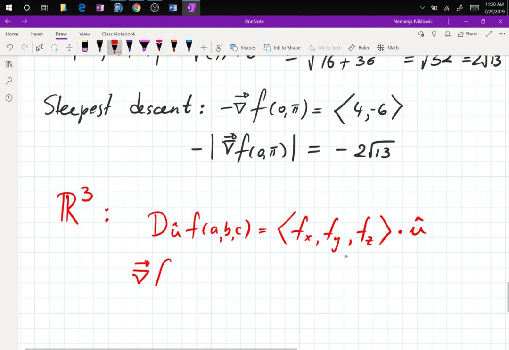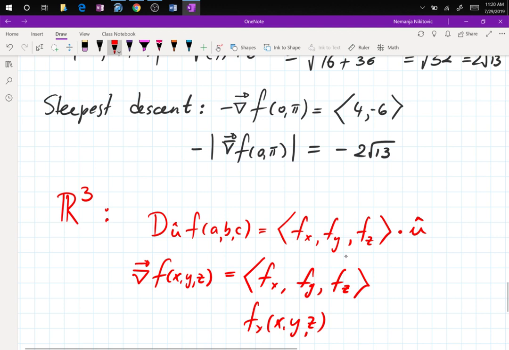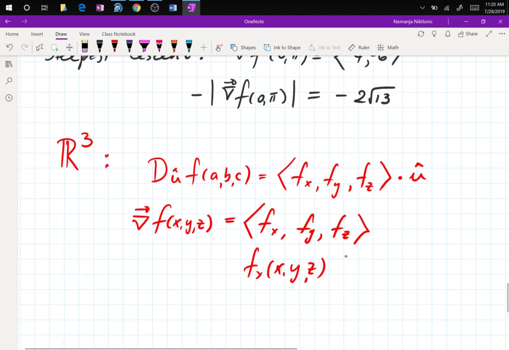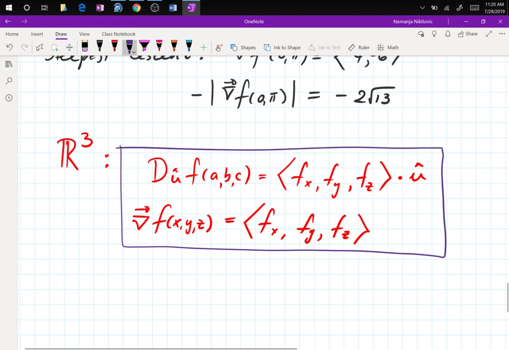The three-dimensional gradient is exactly this creature here: fx, fy, and fz. You can also write this if you want as fx of x, y, z. I mean, if you're not lazy, you can just write out all of them like that. It's just too long. The R3 formulas just have an extra variable, and ascent, descent, and all of that stuff works exactly the same. These equations are not dimension sensitive.